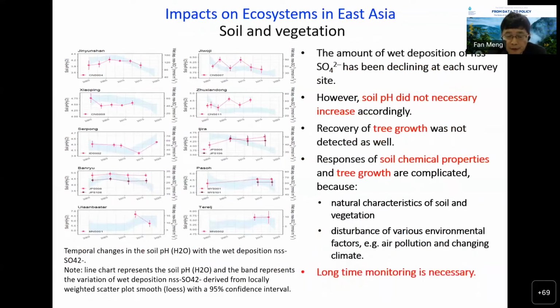The next slide is for the soil and vegetation. This is different from the inland water. We cannot see a very clear decrease or increase pattern following the deposition. Soil pH did not necessarily increase when deposition decreased, and we also didn't find tree growth recovering from acid deposition. This means the soil chemistry properties and tree growth are very complicated, maybe due to the natural characteristics of soil and vegetation, and maybe also because of other environmental factors like air pollution and climate change. So this is a complicated issue, and it means long-term monitoring is necessary.